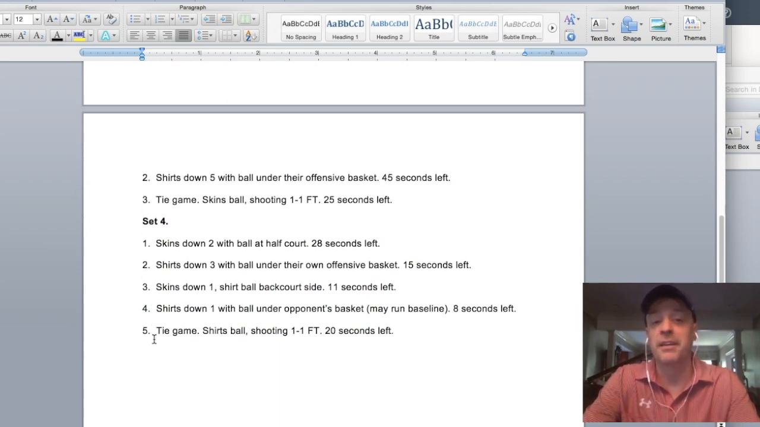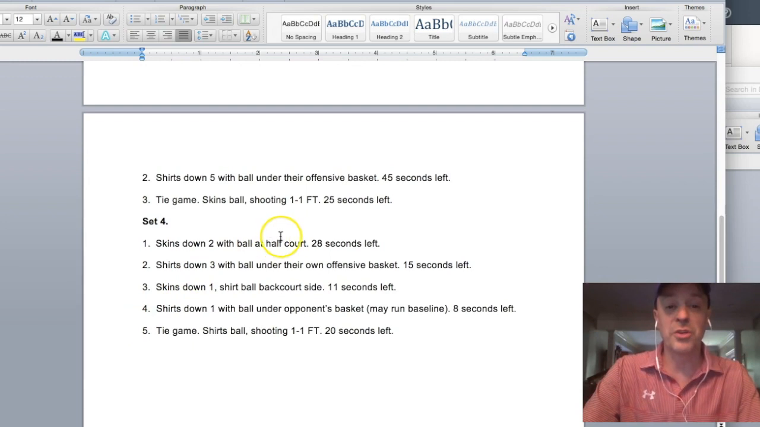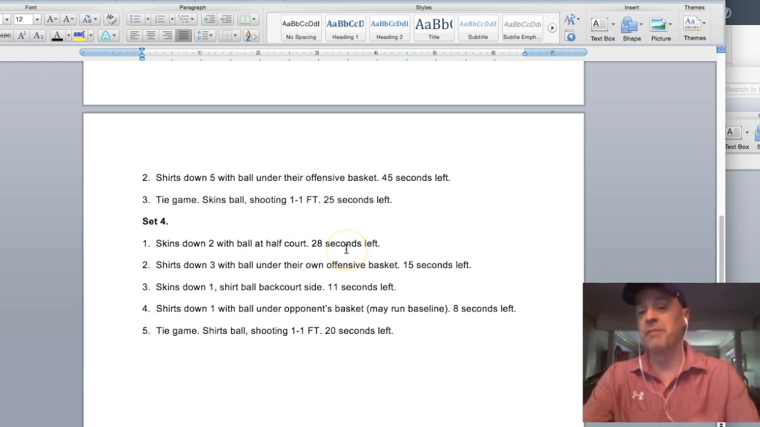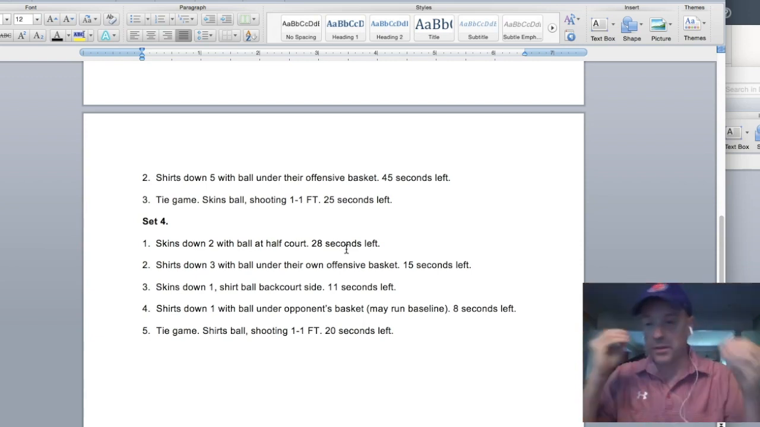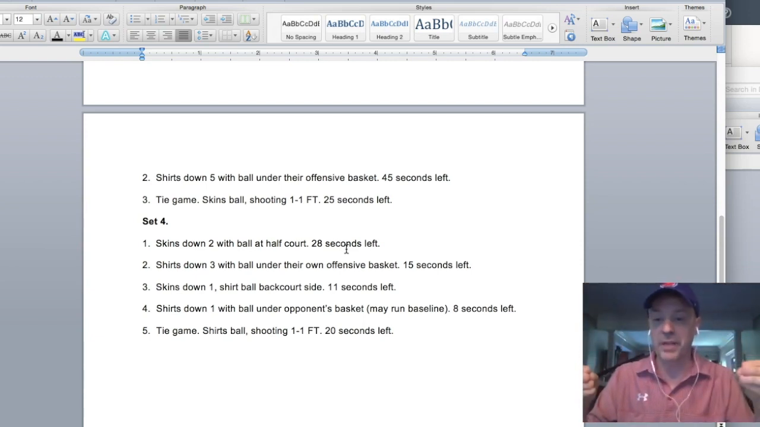You can, again, do it any way you want. Skins are down 2 with the ball at half court, 28 seconds left. How are we going to attack it? And so on and so forth. Great game. Do it. It's good. It will get them in the mindset of, okay, we're going to be in some close games. How are we going to interact with these?